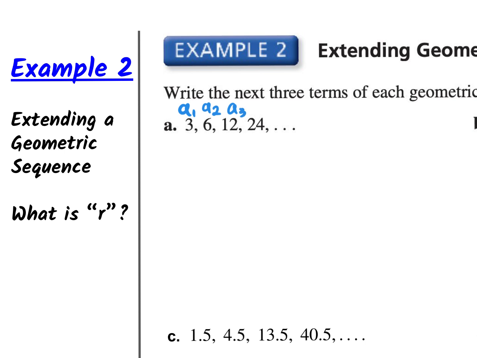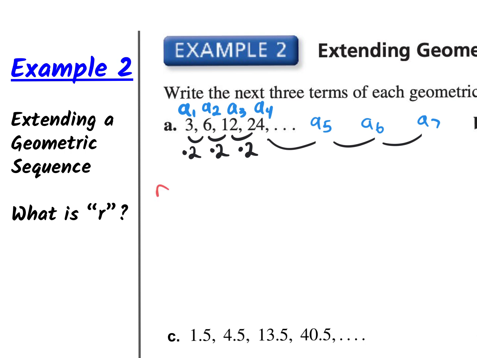So in our first sequence, I'm denoting that 3 is the first term, 6 is the second term, 12 is the third term, and 24 is the fourth term. And you'll notice we're multiplying by 2. It's a very similar sequence that we've seen in the past. And so we'll be multiplying by 2 to get to the 5th term, to the 6th term, and to the 7th term. We know R is equal to 2 because that's what we're multiplying by to change every time.